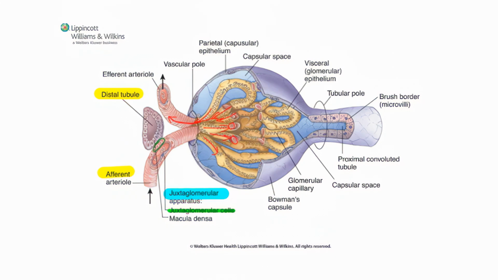The JG apparatus is made up of 2 main cell types. You have the JG cells, which are responsible for secreting the enzyme renin, and you have some specialized sensory cells in the wall of the distal tubule right up against the JG cells called the macula densa, or the dense spot. Now the macula densa senses sodium levels in the distal tubule, and if the sodium level in the lumen of the distal nephron gets too low, the macula densa tells the JG cells to release renin.